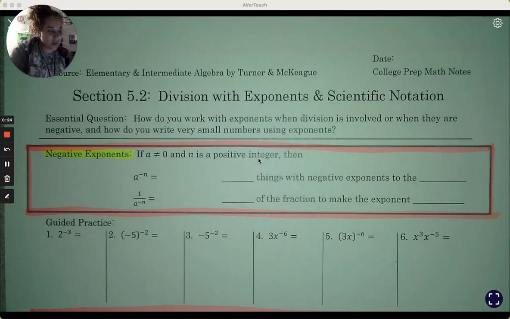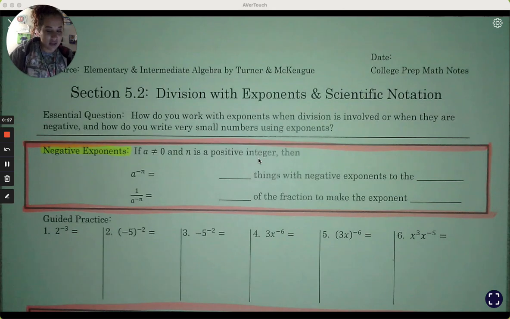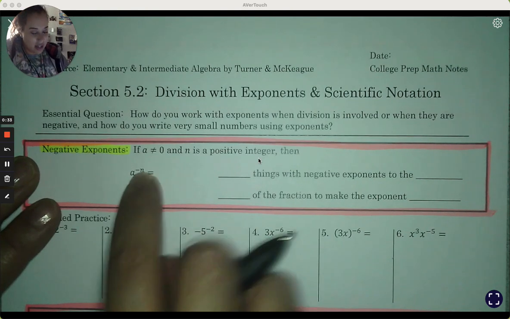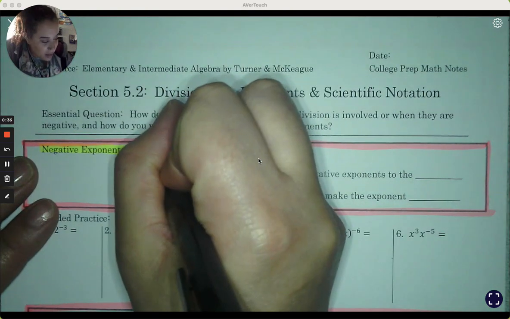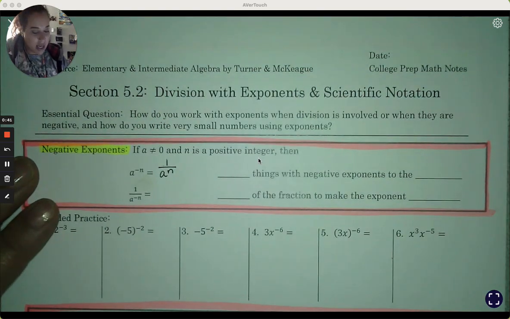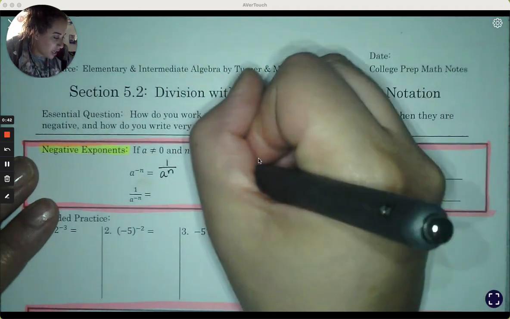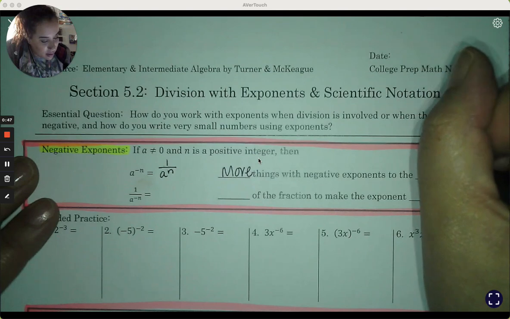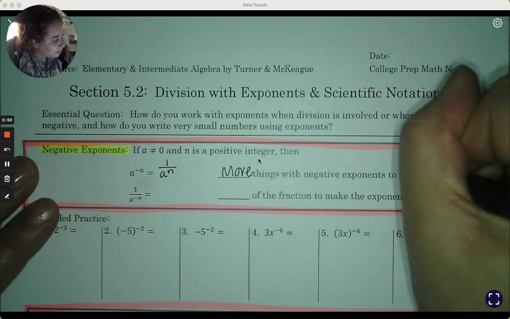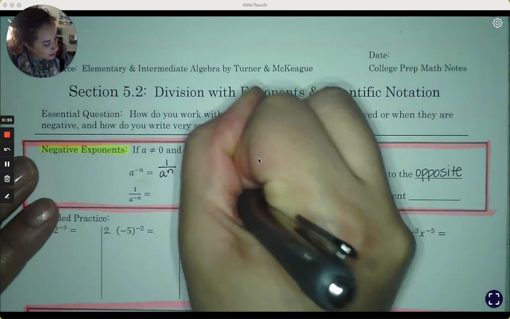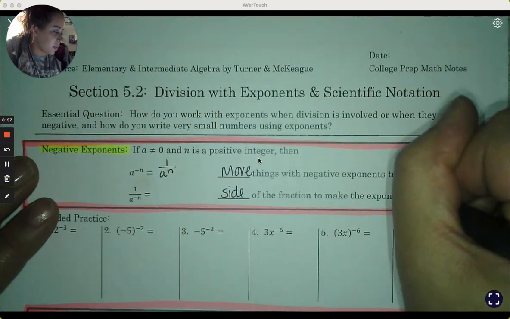So first, we have to talk about negative exponents. So if a does not equal 0 and n is a positive integer, then if we have a to the negative nth power, that is the exact same thing as saying 1 over a to the n. Okay, so we move things with the negative exponents to the opposite side of the fraction to make the exponent positive.